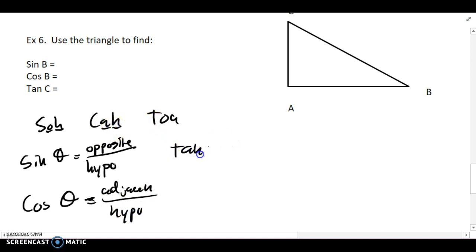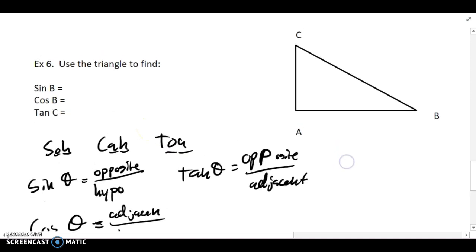And then the tangent of some letter is the opposite over the adjacent. That's where the O and A come in. So SOH-CAH-TOA means the same thing. Now, remember, we always have to start with the letter. So let's go ahead and walk us through these.